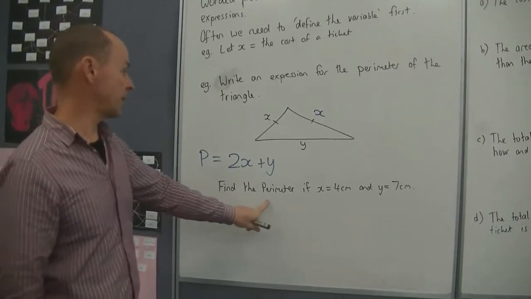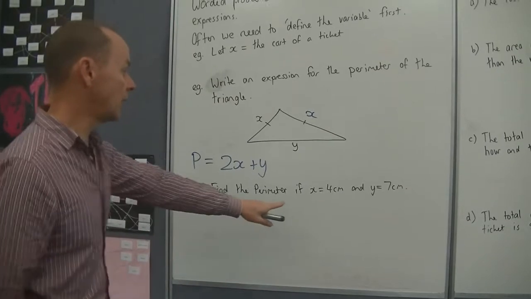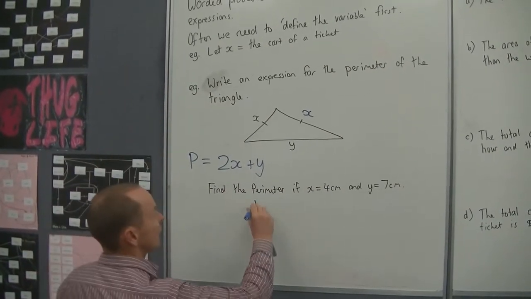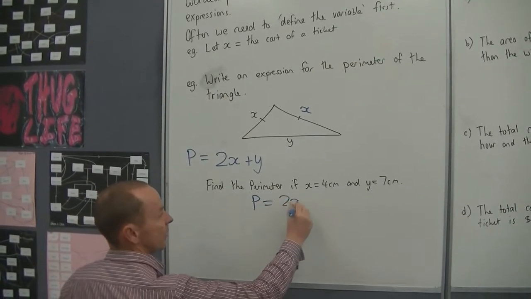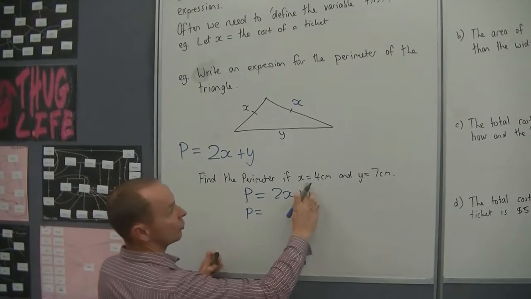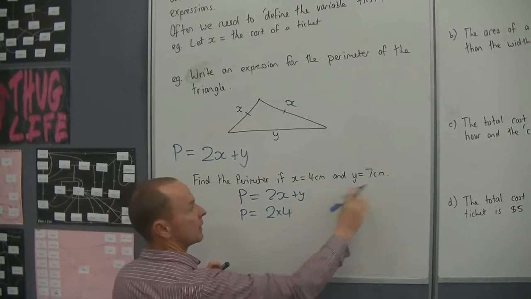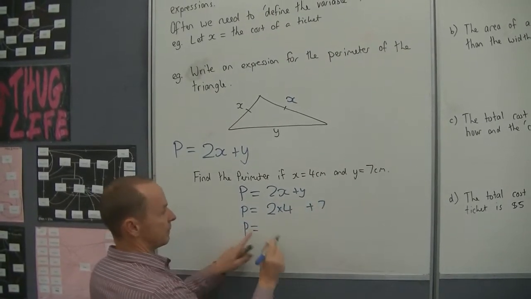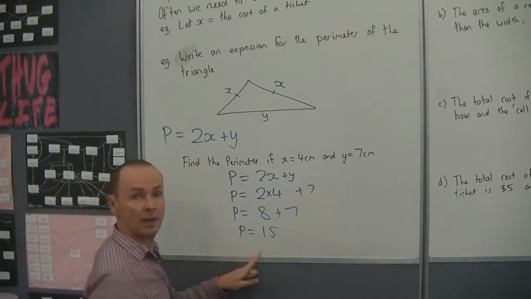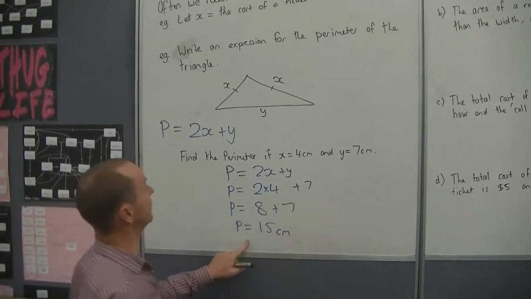But now it says, find the perimeter if x equals 4 and y equals 7. So we need to substitute those two values into the equation that I've written, because now it said find the perimeter. So I'll write down my formula. Perimeter equals 2x plus y. Nice setting out: perimeter equals 2 lots of x, 2 times 4, plus 7. You could have skipped that step. So 2 times 4 is 8. 8 plus 7, and the perimeter is 15. There's my answer. Make sure you use units. So my answer, perimeter is 15 centimetres.